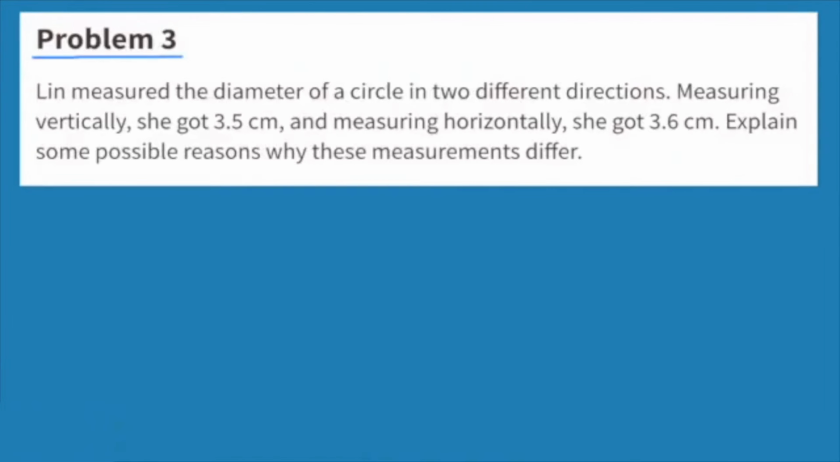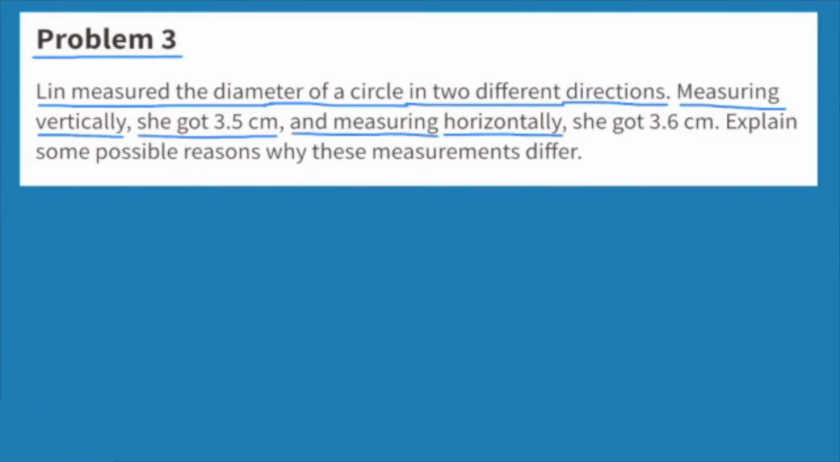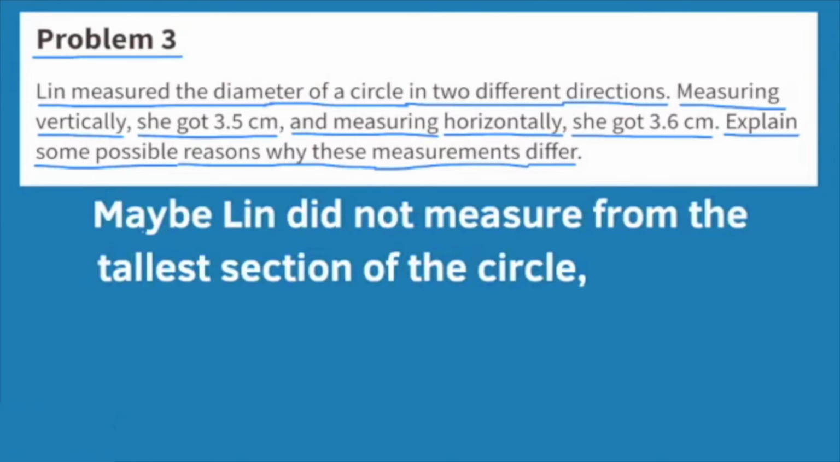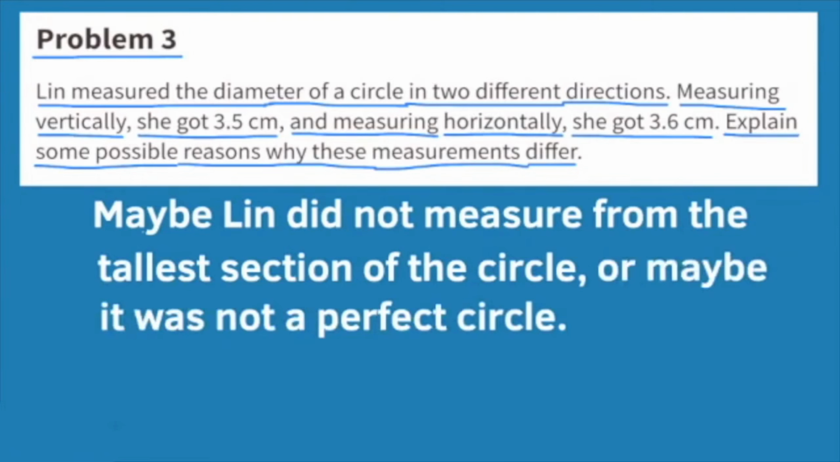Problem number 3. Lynn measured the diameter of a circle in 2 different directions. Measuring vertically, she got 3.5 centimeters, and measuring horizontally, she got 3.6 centimeters. Explain some possible reasons why these measurements differ. Maybe Lynn did not measure from the tallest section of the circle, or maybe it was not a perfect circle.